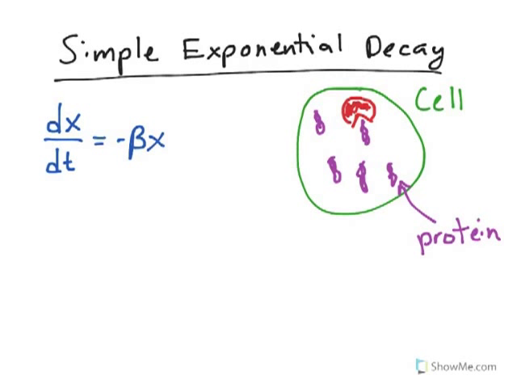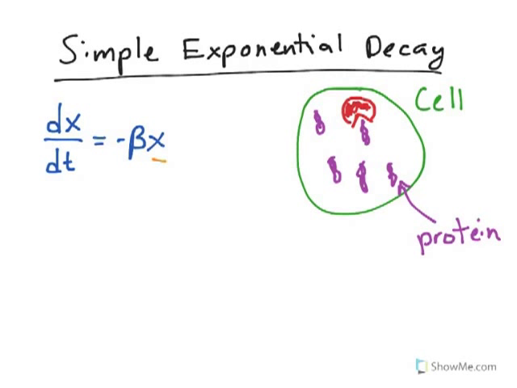It basically just says that x is decreasing because beta is a positive parameter. So dx/dt is negative, and so the protein is decaying. And the rate of its decay is proportional to the current concentration of protein X.